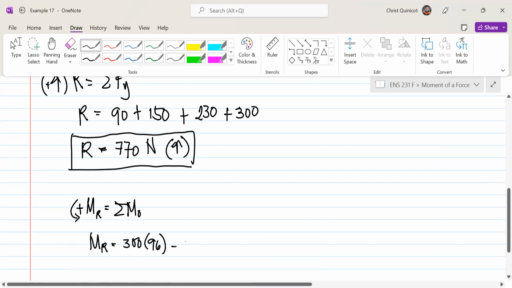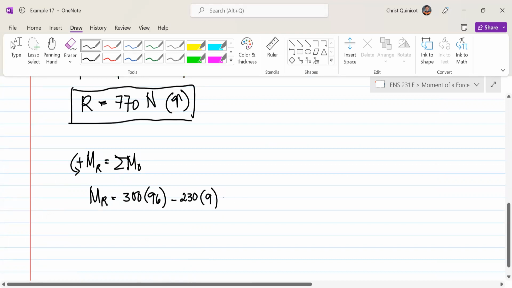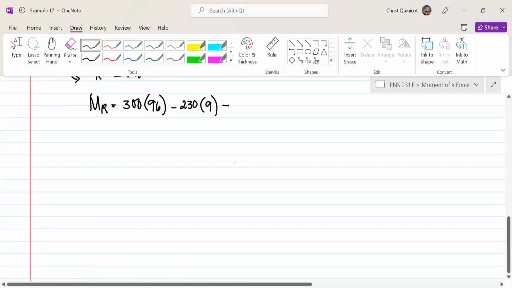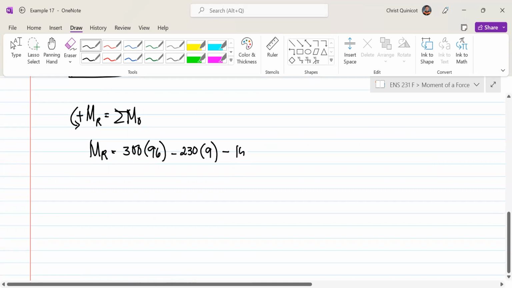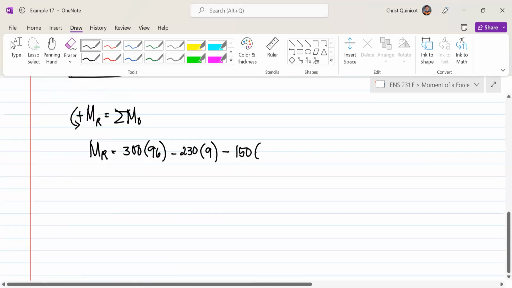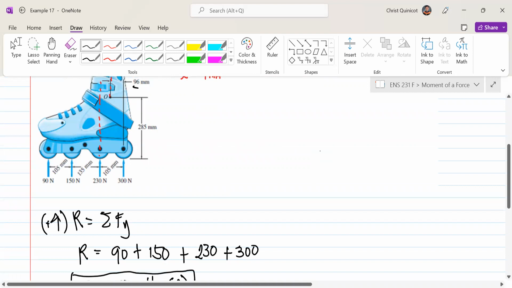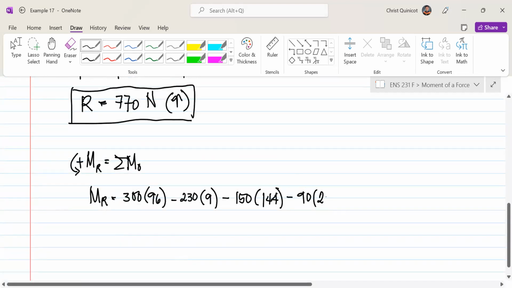Next would be our 230, minus, which creates a clockwise moment. 230, and we have calculated the perpendicular distance, which would be X, so that's 230 times 9. Next, minus 150 times the perpendicular distance, 135 plus 9, that's 144. And then minus 90 times the perpendicular distance, 105 plus 135 plus 9, that's 249.